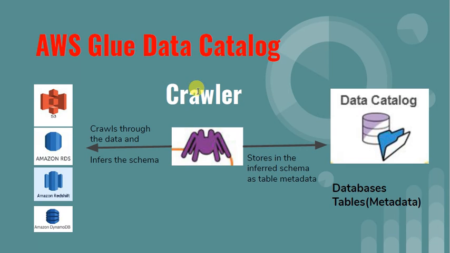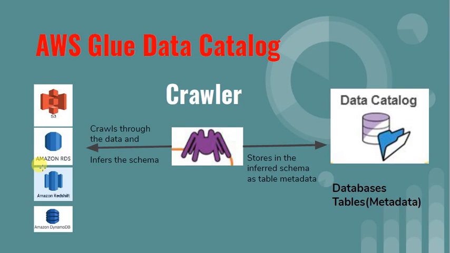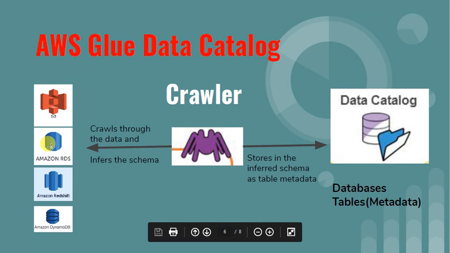What it does is basically hold all the metadata, in the form of databases and tables, about the data in S3, RDS, Redshift, or DynamoDB. Let's look in more detail at how this happens. AWS Glue has something called a crawler. What the crawler does is connect to these services. This can be AWS RDS, Redshift, DynamoDB, or any other JDBC connection. So the crawler crawls through this data.